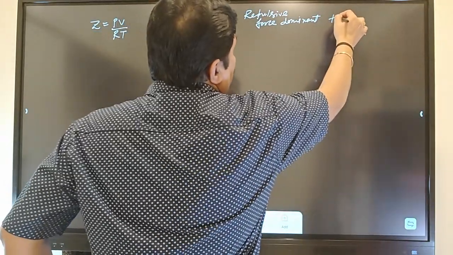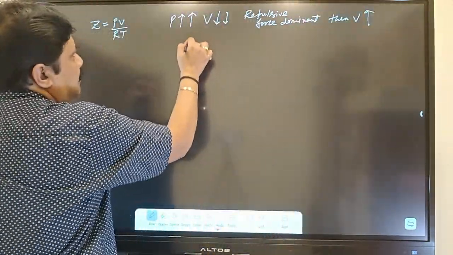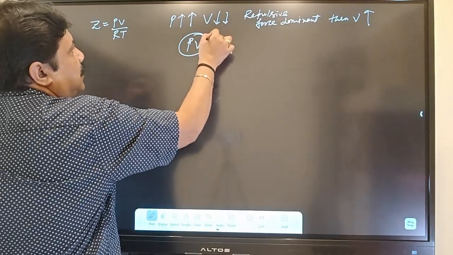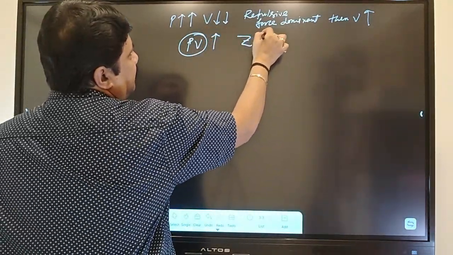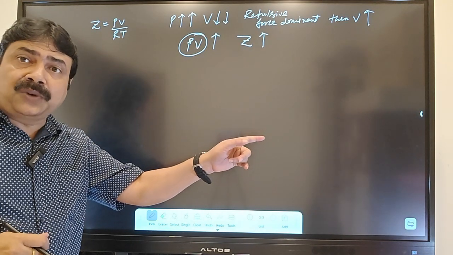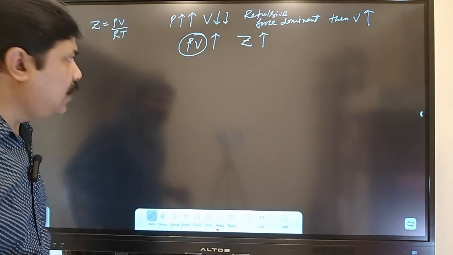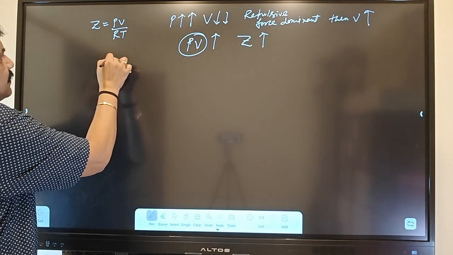And then immediately my PV part will be increasing, and definitely my Z will be what? Increases. That's why the graph also shows Z at high pressure starts increasing. Now let us look at the van der Waals gas equation.